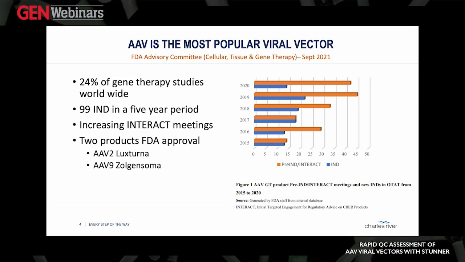The table I'm showing here is taken from last year's FDA Advisory Committee meetings briefing document, and it says that in a 5-year period from 2015 to 2020, 24% of the gene therapy studies worldwide involved AAV. In that same 5-year period, the FDA saw 99 INDs using AAV, as represented by the blue bars, and an even greater indication of what's to come is the increase in the number of pre-IND AAV-related meetings, as shown by the orange bar. And of course, we all know the 2 AAV products on the market, with more to come.